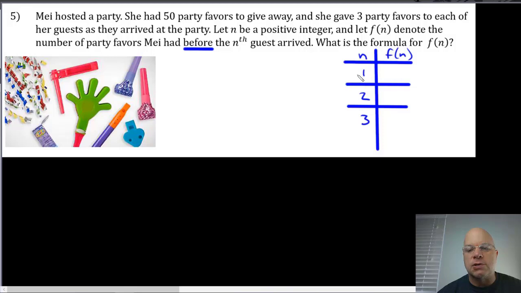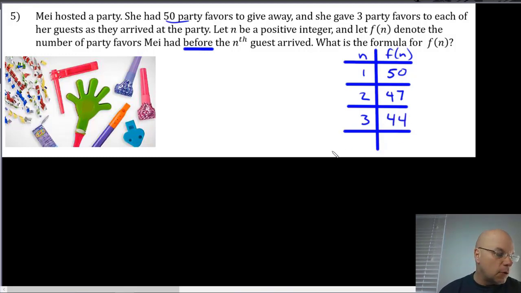So before the first guest arrived, how many party favors did May have? Before the first guest arrived, she had all 50 party favors. So f of n, or the term in this sequence, would be 50 when n is equal to 1. Before the second guest arrived, she would have given 3 party favors to the first guest. And so before the second guest arrived, she would have had 50 minus 3, or 47 party favors. Before the third guest arrived, she would have given away 3 two times, for a total of 6 given away, which means she would have 44 party favors left.